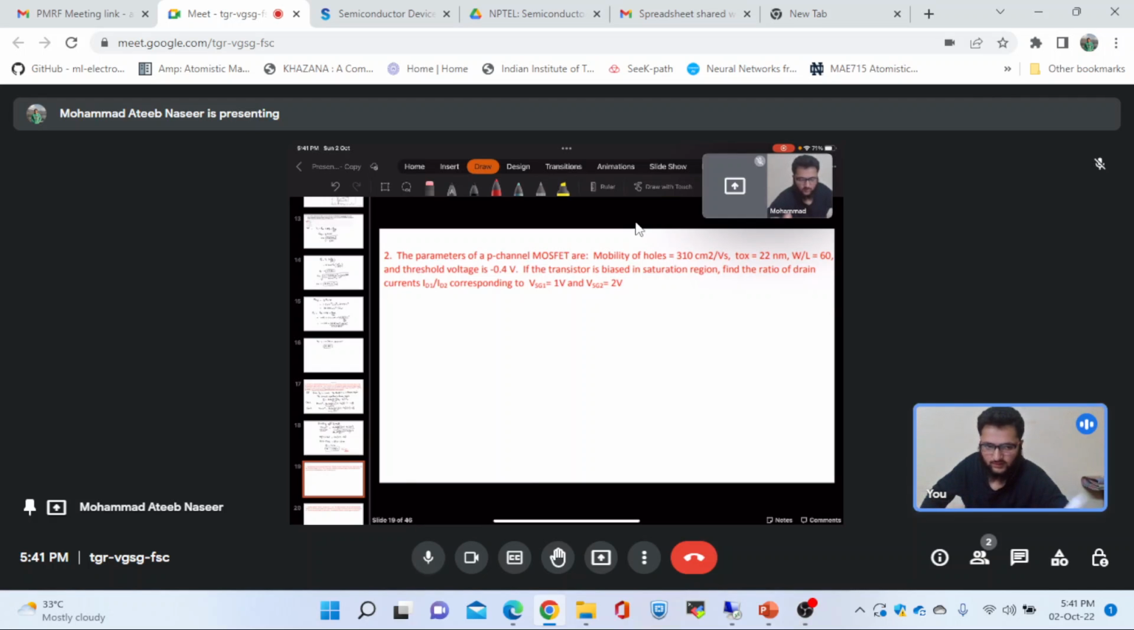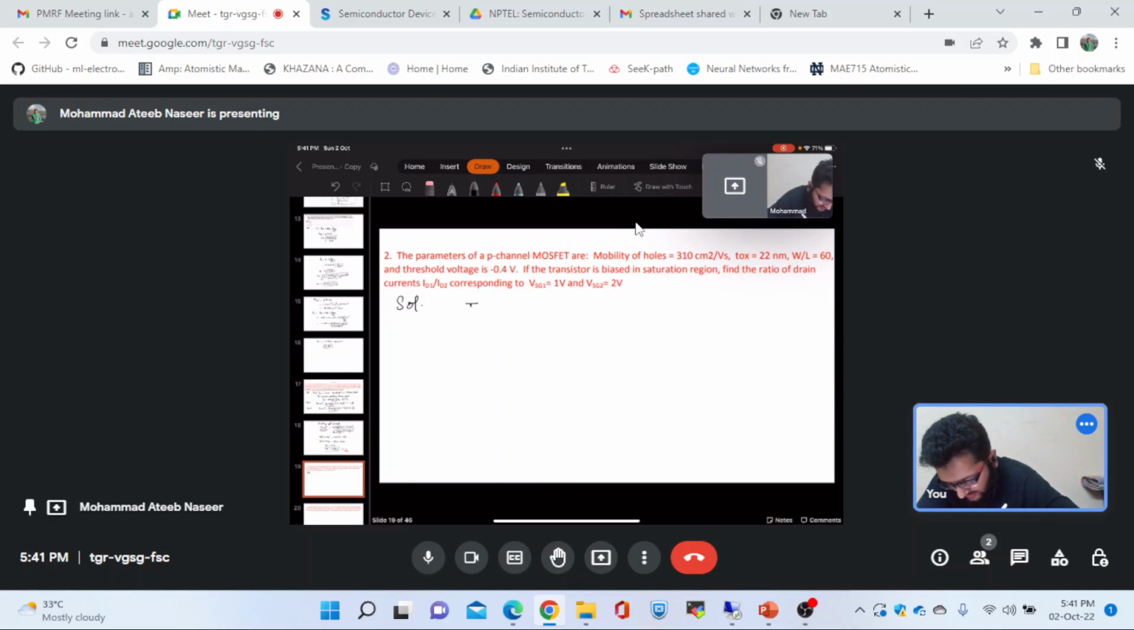So now we have the saturation region. In the saturation region, we will be required to find the ratio of the currents for two gate voltages, that is VSG of 1 volt and VSG of 2 volts. We have to find out the ID1 by ID2.